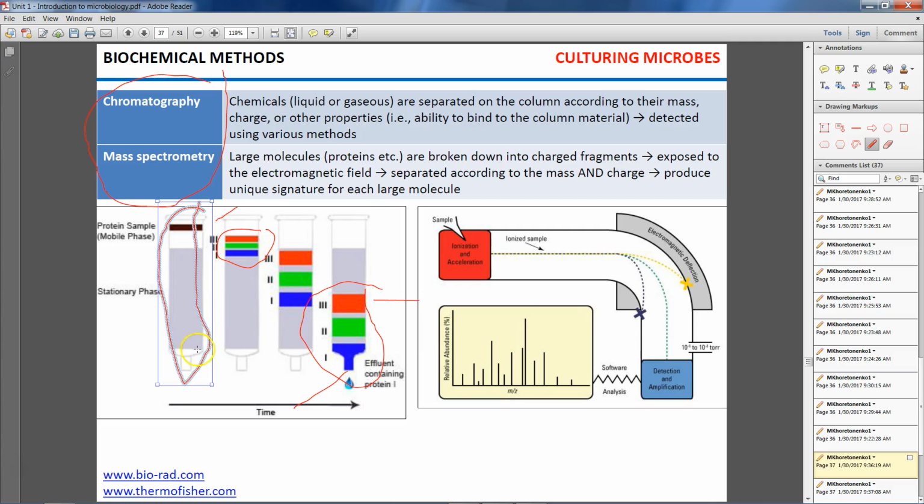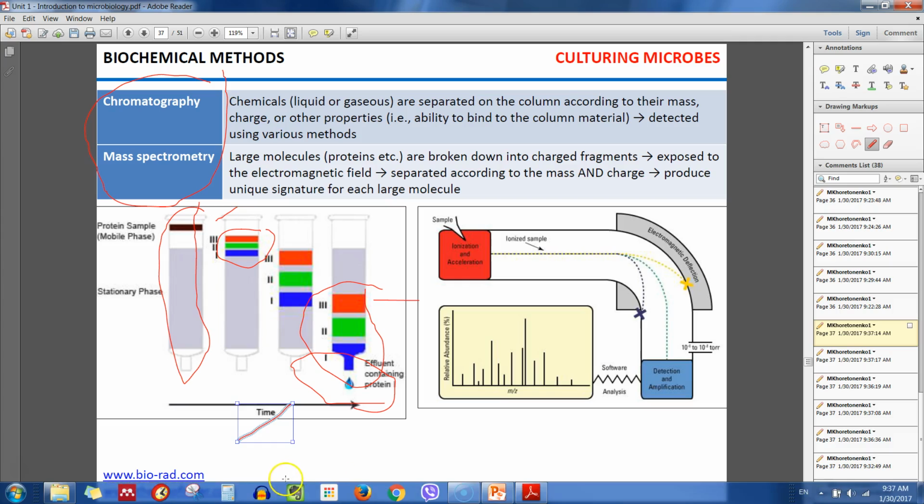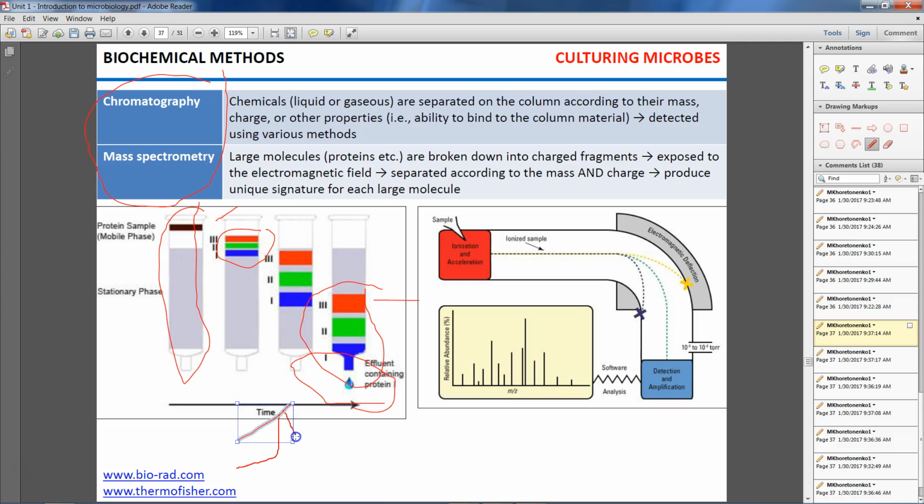Or you can simply install a little detector over here, a little detector that will, for instance, measure the optical density. And you will see something like this. That's going to be a test of my graphing abilities. The peaks, and each peak will correspond to a certain chemical. Does that make sense? And each chemical will leave that particular column at a specific time.